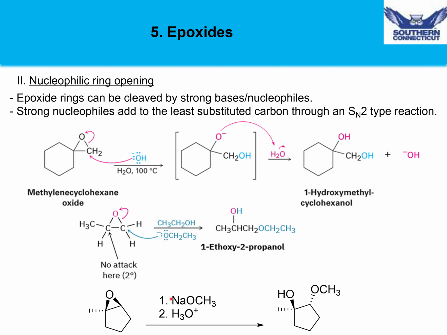Here's an example with sodium methoxide. It will once again add to the least substituted carbon, giving us a methoxy substituent there. Notice the stereochemistry. It is facing down since the original epoxide was up. The oxygen of the epoxide eventually becomes an alcohol with the same stereochemistry as the epoxide.